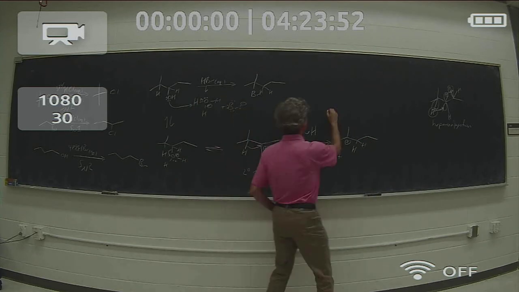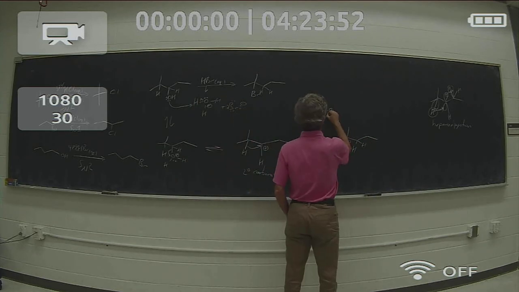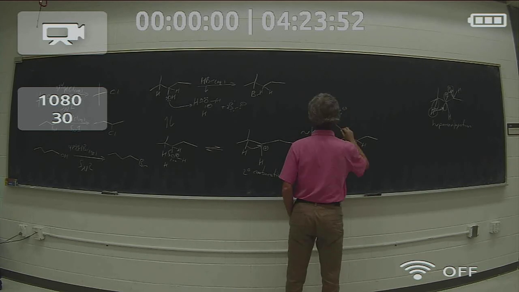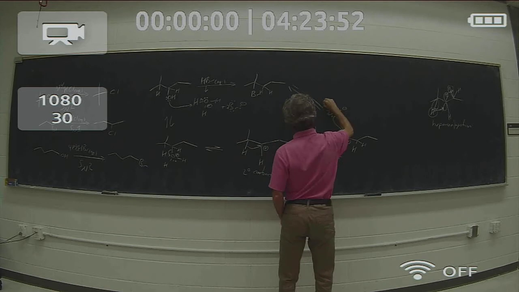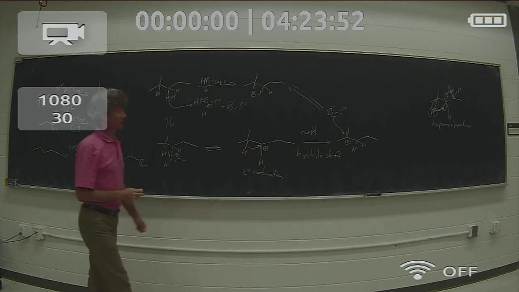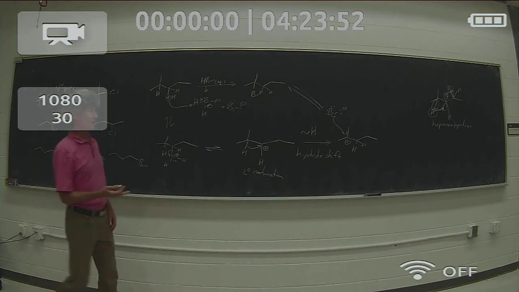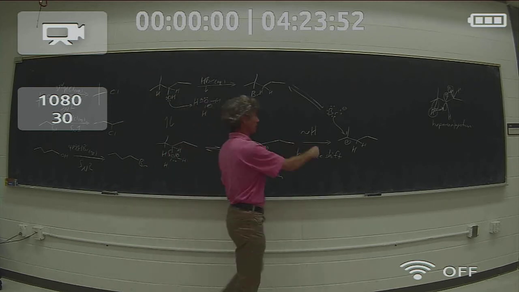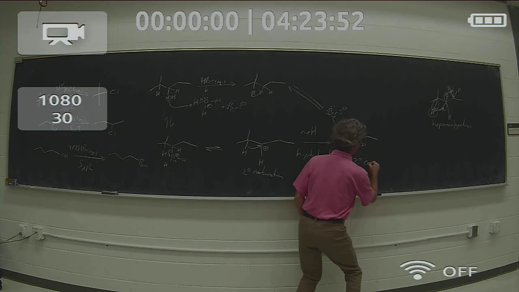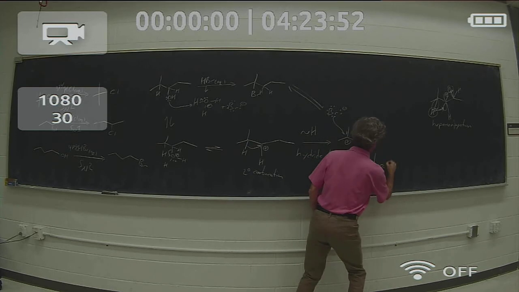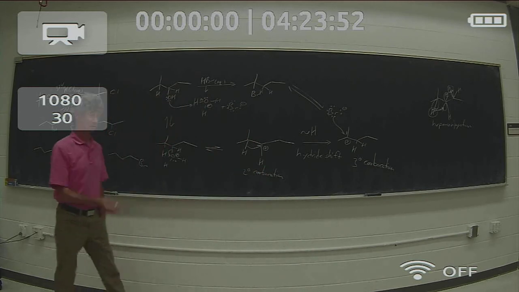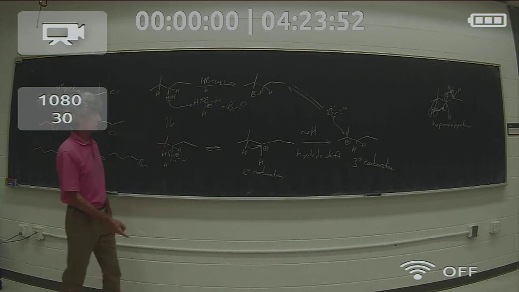which is then attacked by bromide to generate the product. The hydride shift is a process that is not in equilibrium. Because once we've gone from the less stable secondary carbocation to the more stable tertiary carbocation, there's no incentive for it to go back, which would be an endothermic reaction.